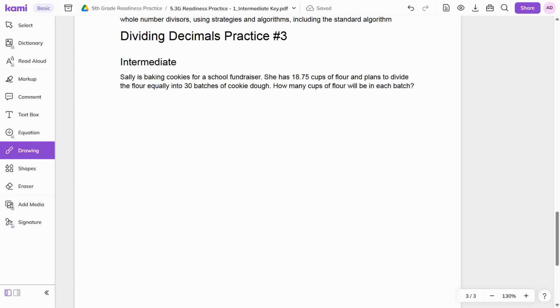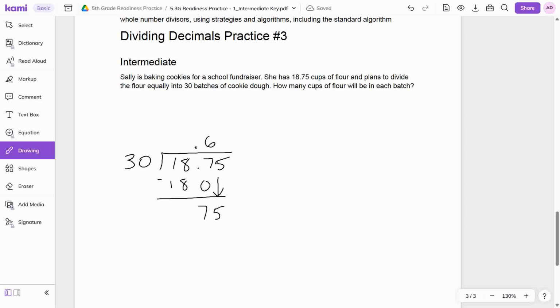And finally, we have Sally baking cookies. She has 18 and 75/100 cups of flour. Divide them into 30 batches of cookie dough. All right, so we're going to take our 30 and divide that into 18.75. Same thing, let's move our decimal straight up, and then we're basically done with it. 30 does not go into 1 or 18. It goes into 187 six times, because 6 times 3 is 18. So 6 times 30 is going to be 180. So that's 7.